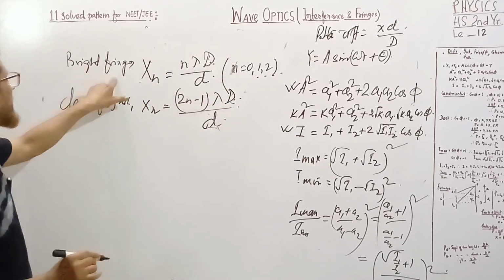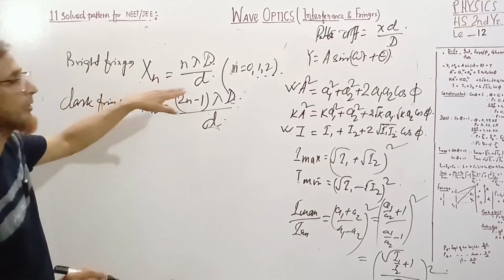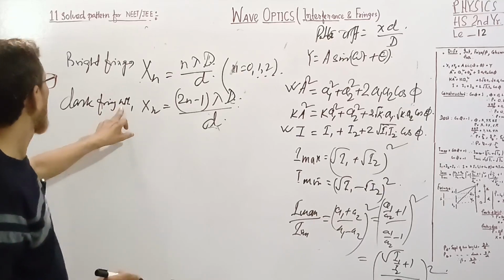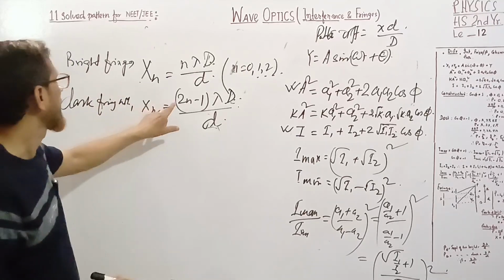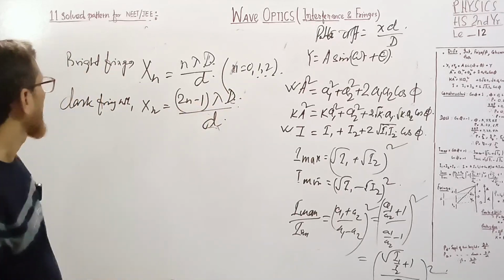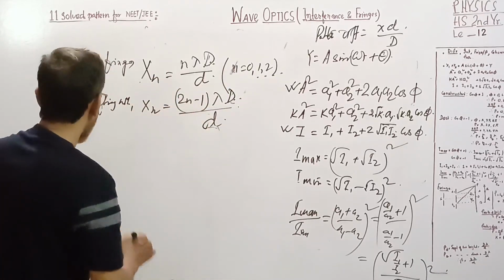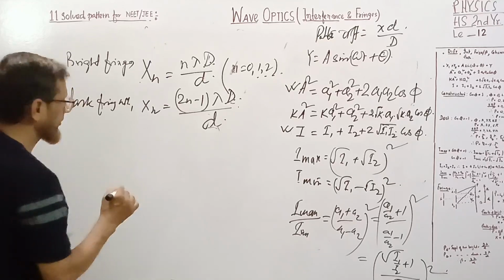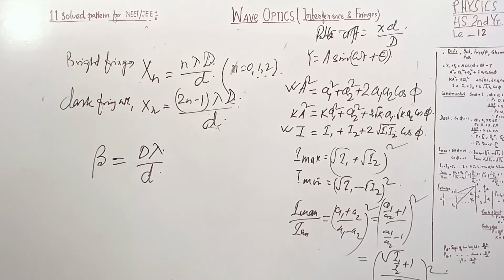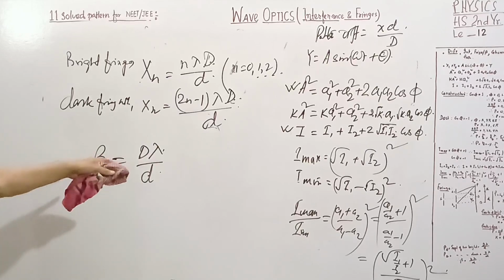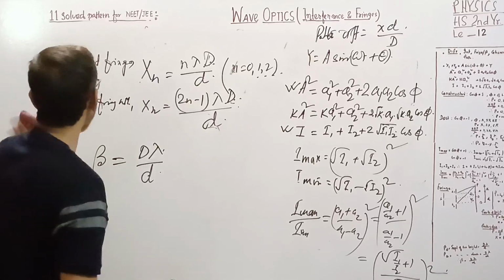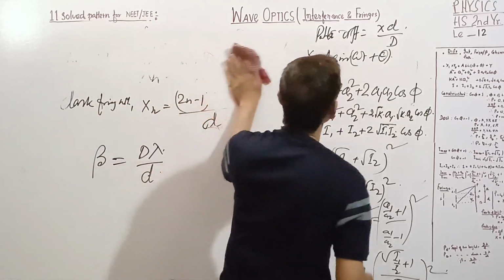So we have seen for bright fringe, the nth fringe always occurs at n lambda D by d, and for the dark fringe, the nth dark fringe is at (2n minus 1) lambda D by 2d, where n is equal to 1, 2, 3. That is another formula, and fringe width beta is equal to lambda D by d. These are the formulae. With the help of these, now we will start solving out the patterns.